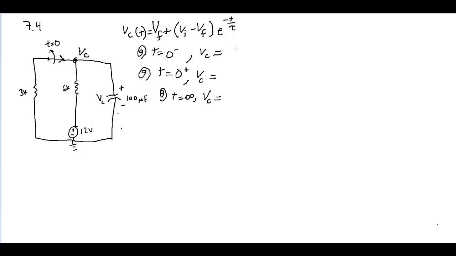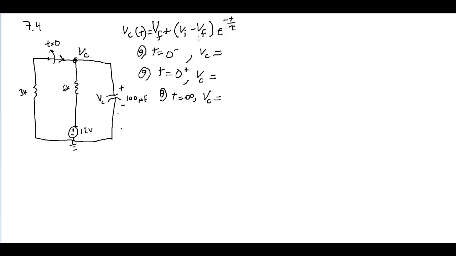Okay, so in this problem, we want to find the voltage across the capacitor from time t equals 0 to t infinity. Now, the voltage across the capacitor is Vc, which is the same as the voltage at this node. So we're going to refer to the voltage across the capacitor as Vc. Now, to find an expression for Vc, we're going to use this equation, which you should have learned by now. It's V final plus V initial minus V final times e to the minus t over tau.